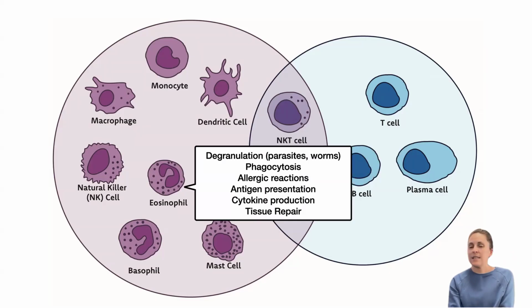And then we have eosinophils. These are also granular cells. These are especially effective against parasites, including worms. They are phagocytic, meaning that they gobble up other stuff, and they're also involved in our allergic response. They're antigen presenting cells, and they produce cytokines, and they are also heavily involved in tissue repair. So once tissues get damaged, eosinophils are there to help with tissue repair.